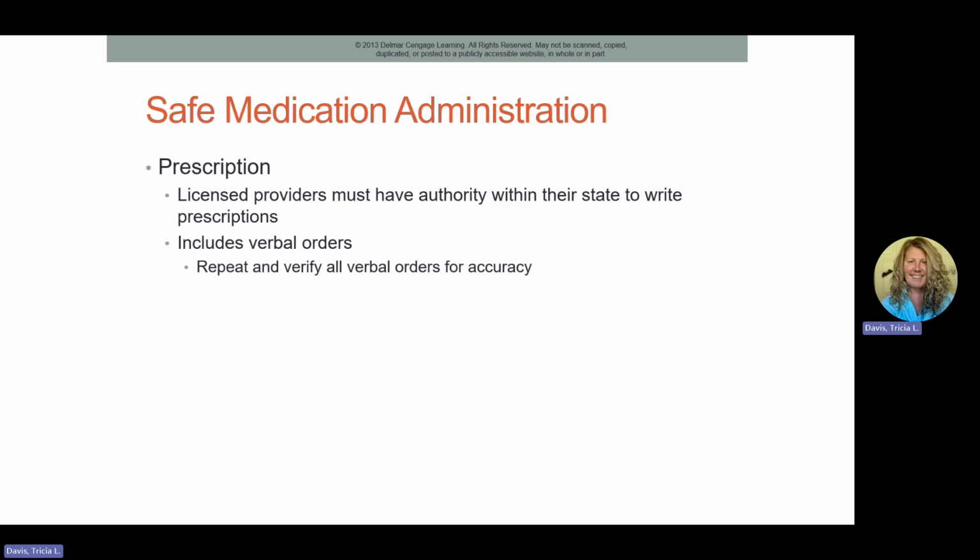So with prescriptions, we understand that there are licensed providers that prescribe these medications, and they have the authority within their state to write their prescriptions, okay? So we play a very important role in preventing these errors, but we don't prescribe medications, so that's not our scope of practice, okay? And sometimes, depending on the setting that you're in, you may get verbal orders. They might not always come as a written order or something in the computer. So it's even more important when you get a verbal order that you repeat back in real time exactly what you heard and verify that all those verbal orders are accurate to make sure there's no mistakes.